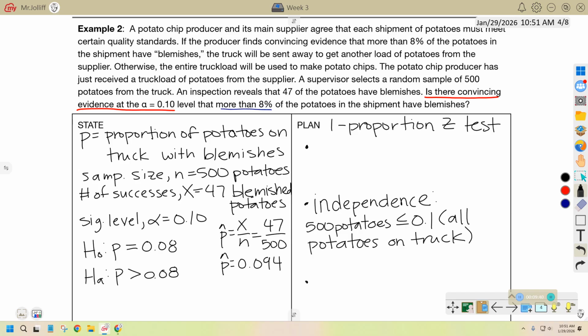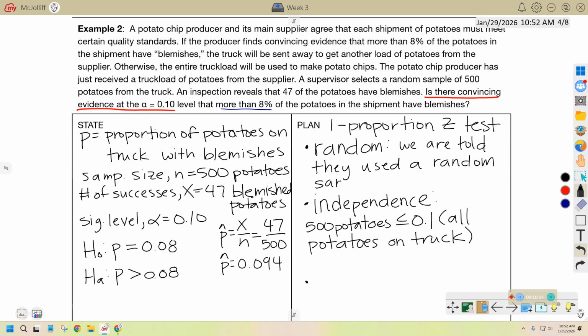Janan, two more things we need to check. Can you give me one of them? Random. Very good. And I heard somebody else mumble random sample. So in the word problem, were we told this was a random sample? The answer is yes. So you can copy the wording from the problem or state we are told they used a random sample. Make it easier to read there.